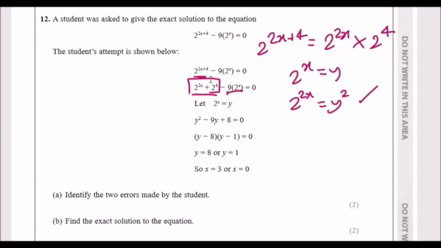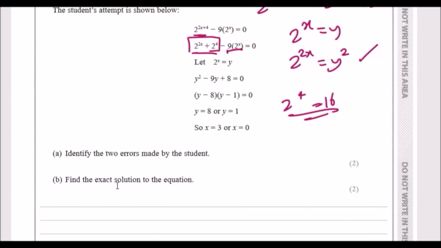Plus 8. Now what's 2 to the power 4? 2 to the power 4 is 16. Oh god. 2 to the power 4 is 16. So this is of course wrong. So that's your 2 errors. That means the answer is obviously wrong then.